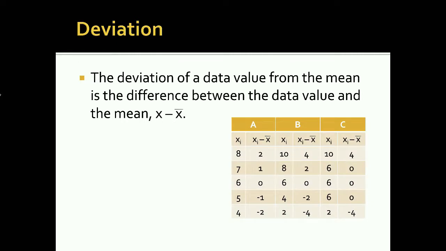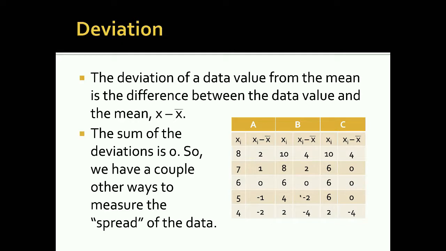So taking a look at our sets, we know that the mean is 6. We see in each set we have 8. So this data value 8 minus the mean of 6 is 2. And then 7 minus the mean is 1. 6 minus the mean is 0 because the mean is 6. 5 minus the mean of 6 is -1. And 4 minus the mean of 6 is -2. And we can look at that for each list, and we see the deviation for each data point. If we were to add up all the deviations, we would get 0.